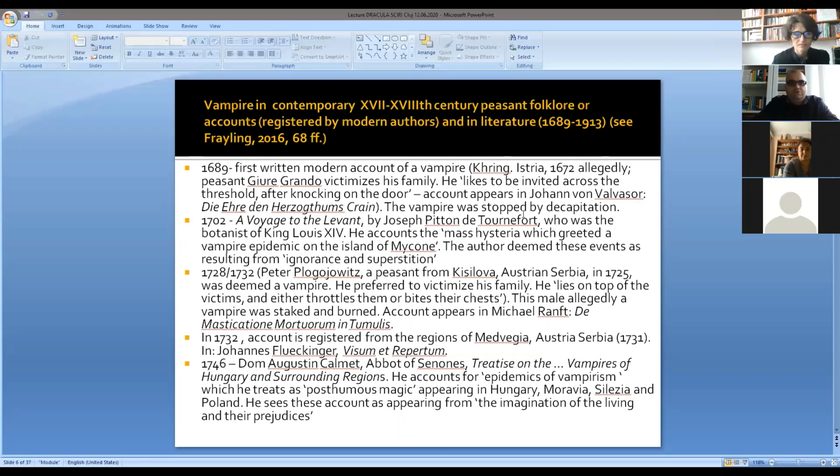There is the Voyage to the Levant of Joseph Pitton de Tournefort, the botanist of King Louis XIV, in 1702. There is the work by Michael Ranft, De Masticatione Mortuorum, in 1728, where the life of a peasant from Kisilova is described as the life of a vampire. He was described as preferring to victimize his family.